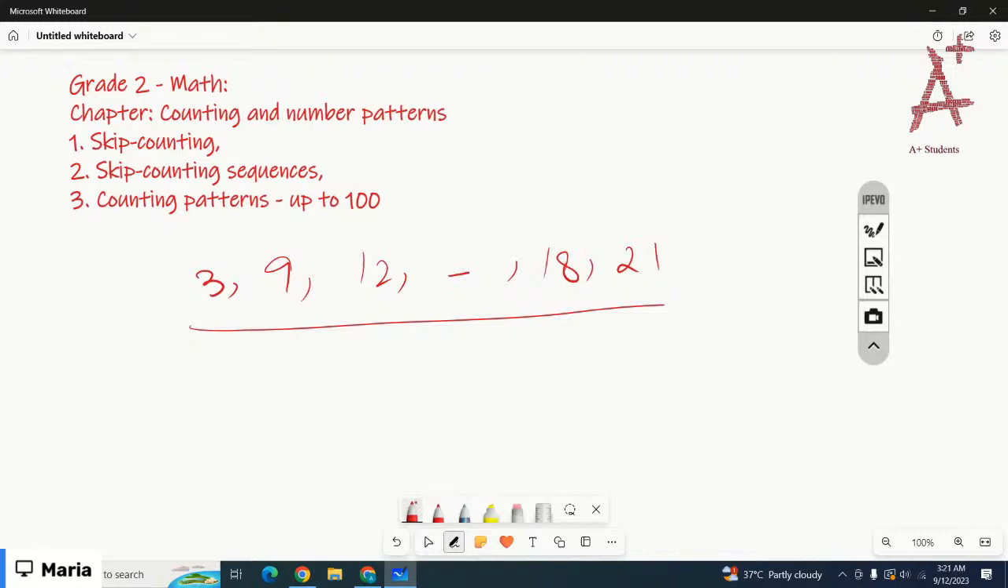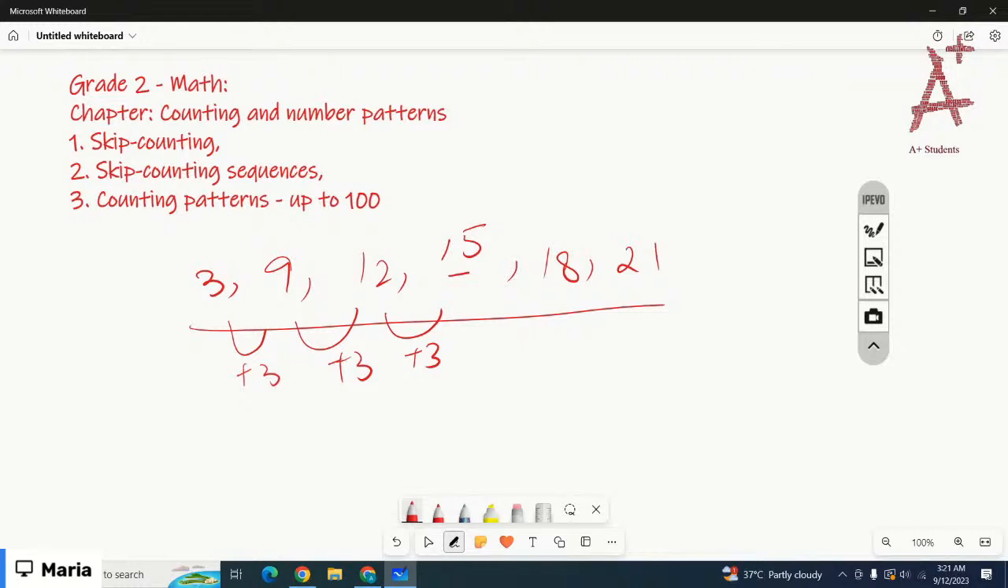Very good. The missing number is 15. How do you know? That is a skip counting by 3. For each next number, you have to add 3, right? So when you add 3 to 12, that makes 15. So the correct option is 15, right?